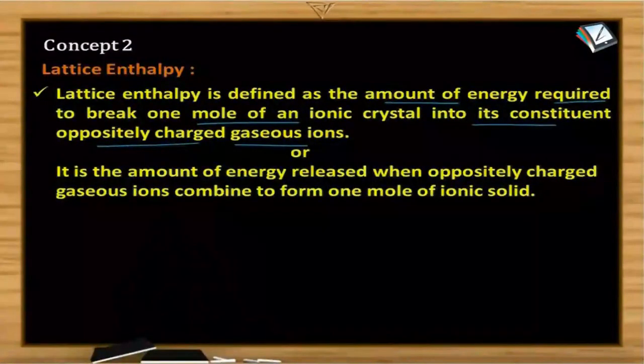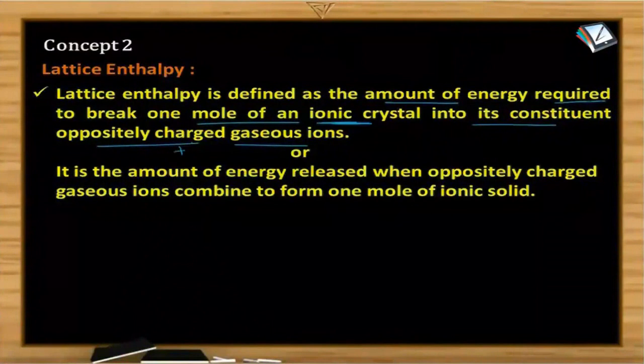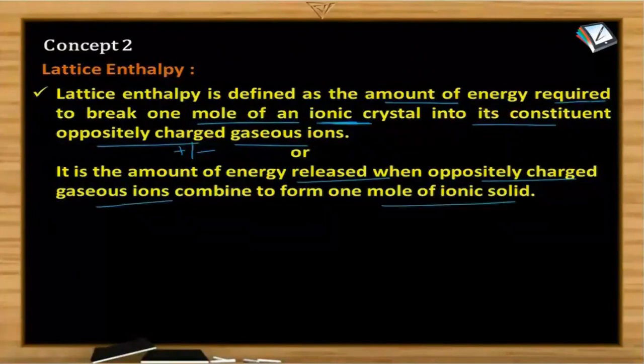So, what is the amount of energy required to convert 1 mole of the ionic compound or ionic crystal into its constituent ions, that is the positive as well as the negatively charged ions? Or it is nothing but the amount of energy released when oppositely charged gaseous ions combine to form 1 mole of ionic solid.